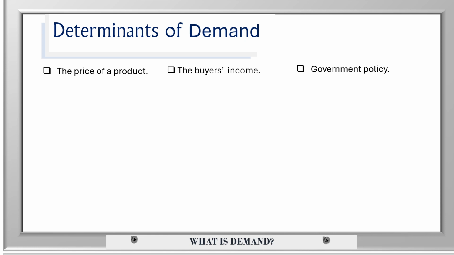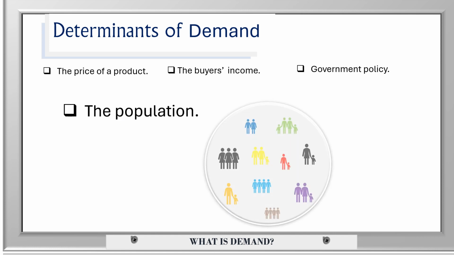Another determinant is the population. The size and composition of population affects demand, as when there is population growth, demand increases, and it decreases with population decline. The composition of the population involved, especially the ratios of male or female or children, will affect the demand for a commodity. With many people available, more goods are demanded, and if the people are few, less is bought from the market.